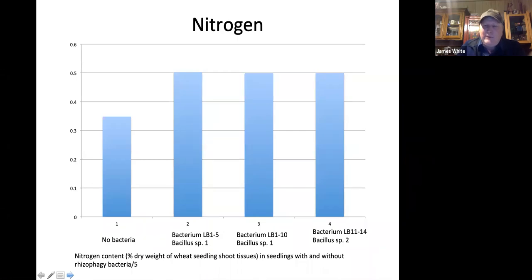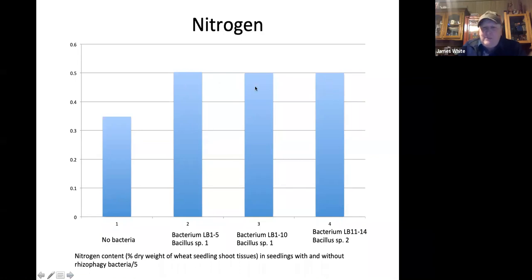Now what we did is we took the shoots, dried them, and measured the nutrients in them. This is what you see. This is without bacteria to the left, number 1 here, and the bar comes up this high. Then he had different bacteria. These are two Bacillus species here, the same, and then we have a second Bacillus. So there's actually just 2 different bacteria here.